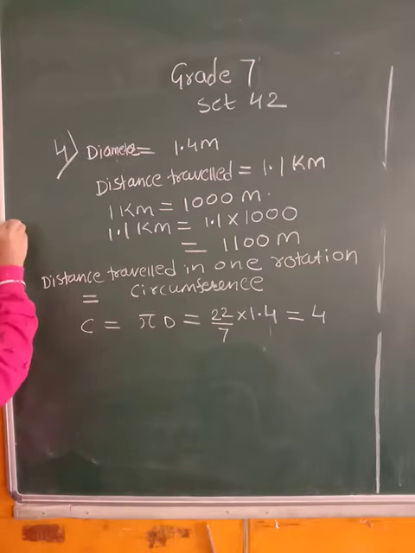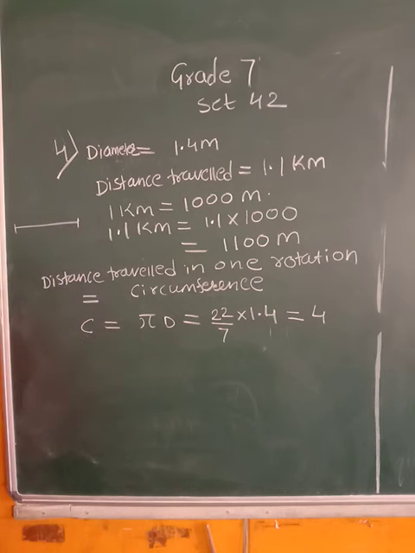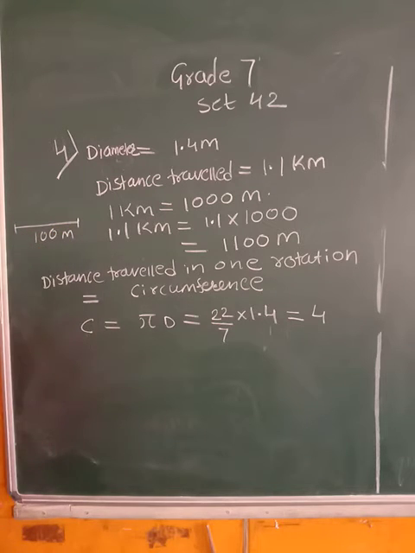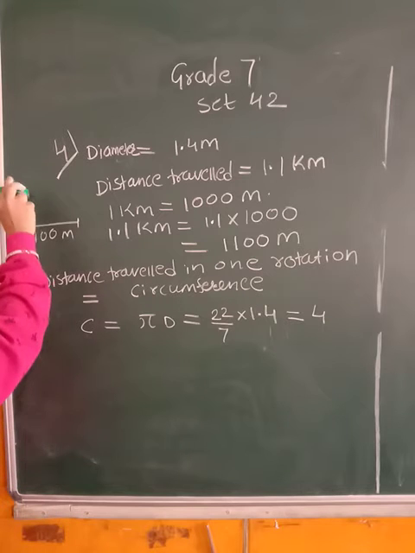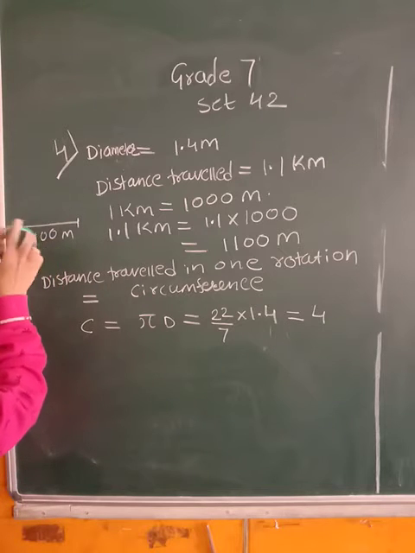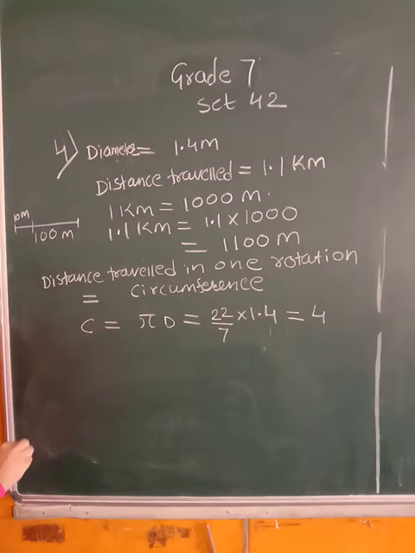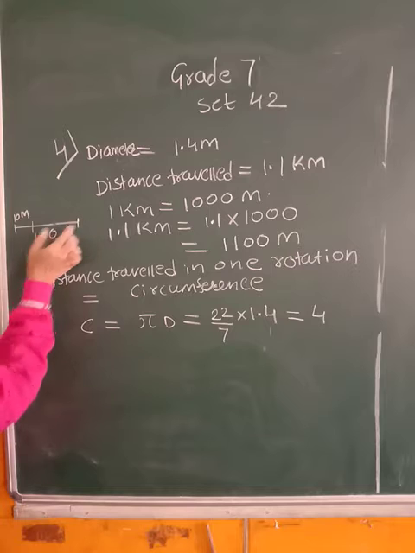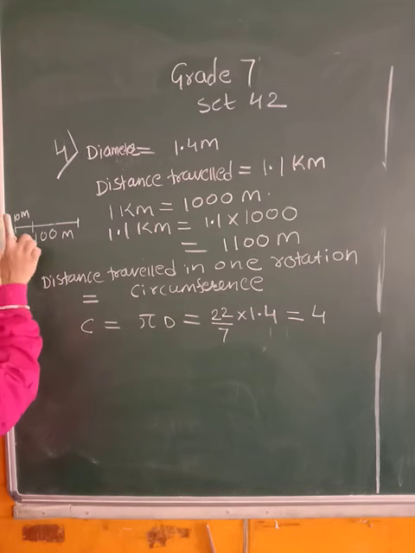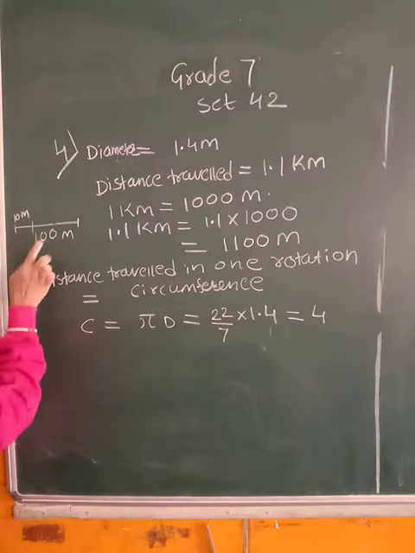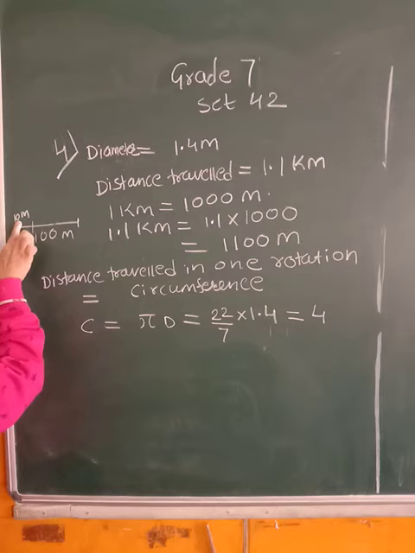For example, from here to here there is 100 meters of distance, and if the wheel, in one rotation, is covering 10 meters, that is equal to the circumference. So how many rotations will there be? It will be 10 rotations, because in one rotation it is completing 10 meters. So the total number of rotations is total distance upon circumference.